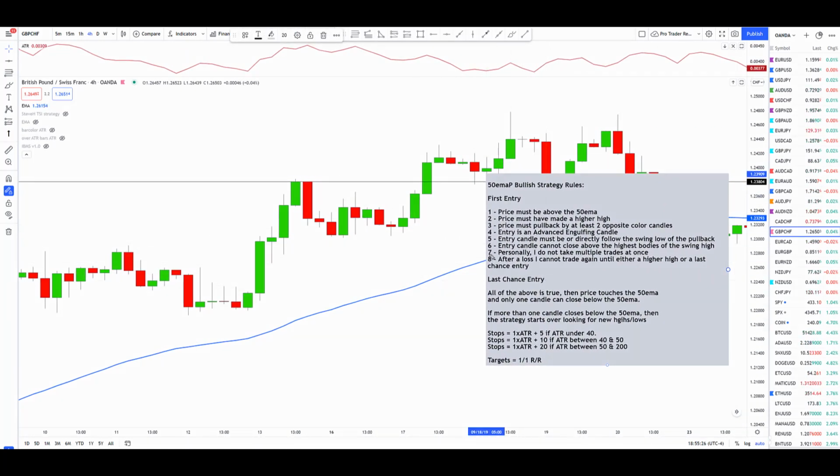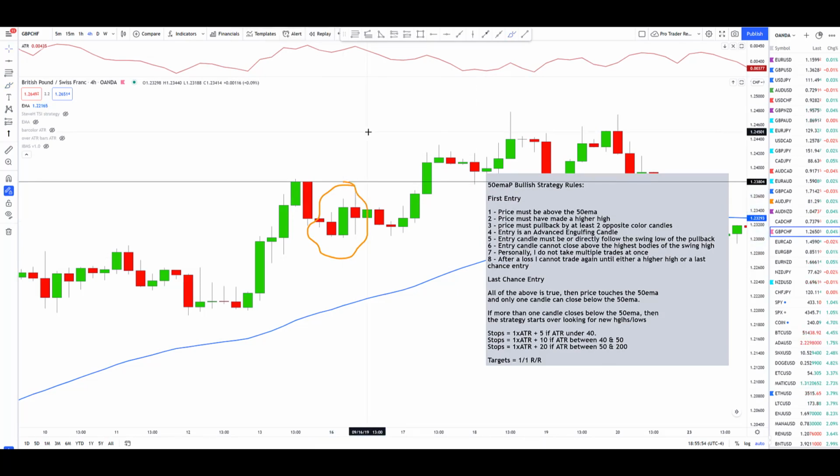Number 7 and 8 are just rules that I personally follow. Personally, I do not take multiple trades at once, as in once I'm in this trade, I'm not taking another trade until it either hits targets or gets stopped out. And also, after a loss, I cannot trade again until a higher high or a last chance entry. We're going to discuss the last chance entry, but what you need to know is that right now, we have everything we need to place entry number 1 on this candle right here.